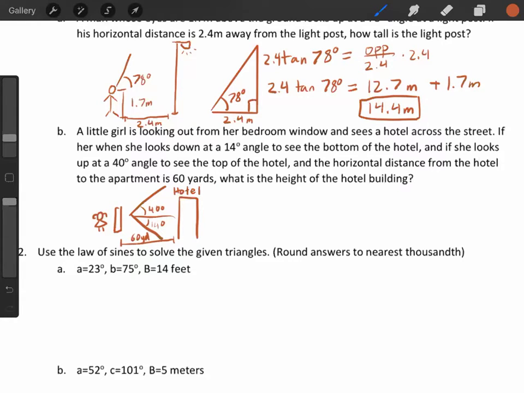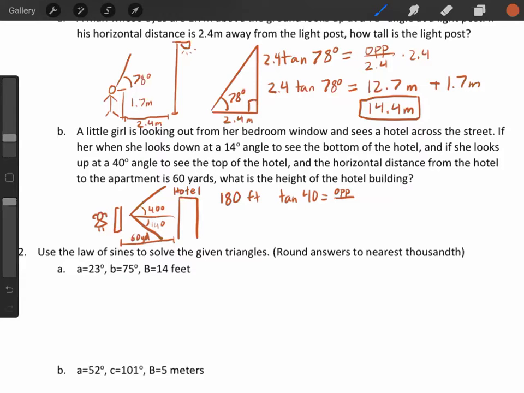So we're given 2 right triangles here. We're just going to use that information and get going with it. I would convert this 60 yards into feet. As we know, 3 feet is a yard, so we end up with 180 feet. So we have the first part of our problem, which is tangent of 40 is equal to opposite over 180.